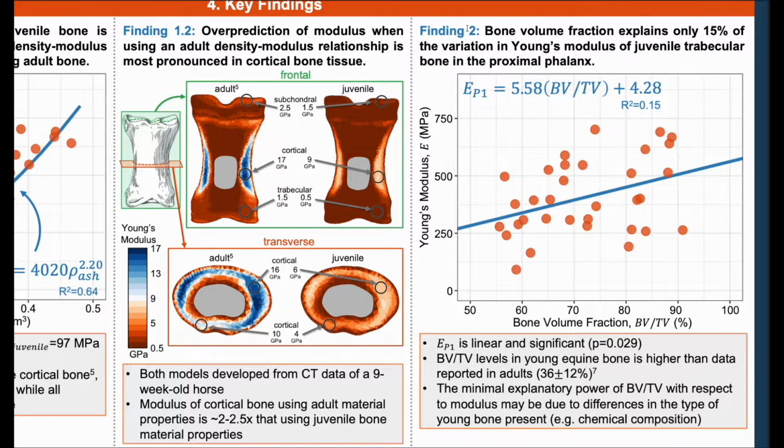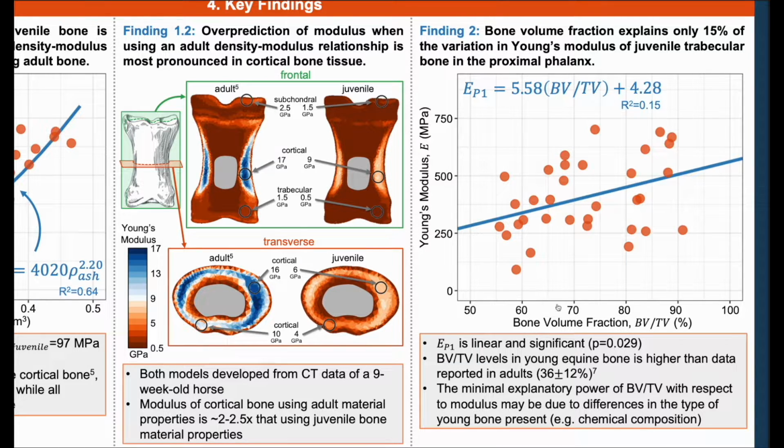If we move over here to the right panel, this is regarding bone volume fraction. So on the y-axis, again, is Young's modulus, and on the x-axis is bone volume fraction as a percent. And you can see it's a linear relationship, although there is quite a bit of scatter. So bone volume fraction is explaining only 15% of the variation in Young's modulus of juvenile trabecular bone in this proximal phalanx. This relationship here is linear and significant, even though the R-squared value is 0.15.